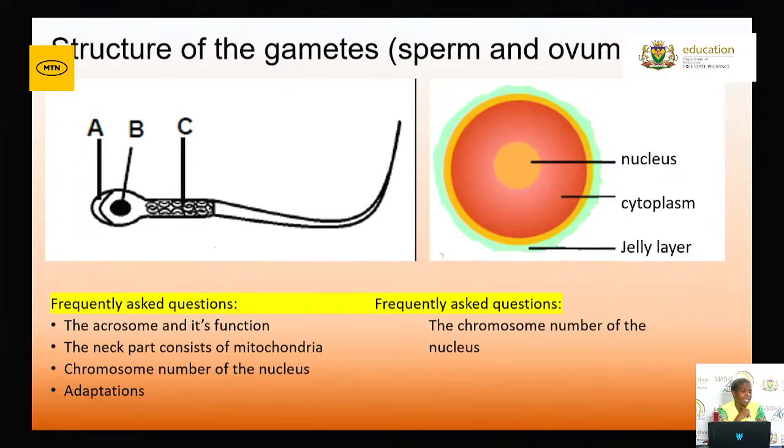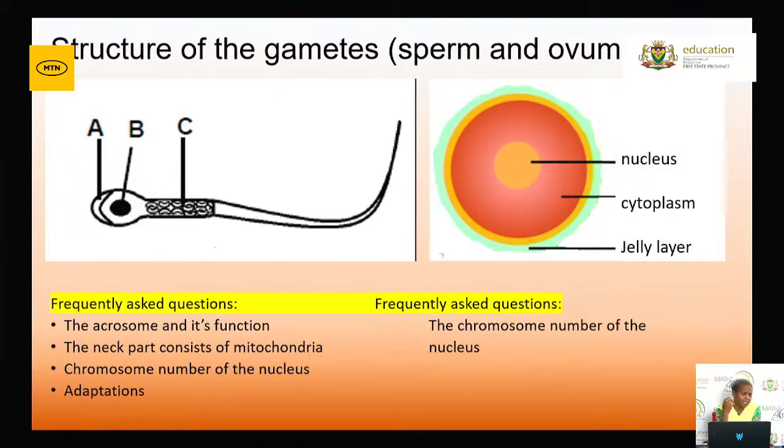And then frequently asked questions under the sperm cell. Remember the acrosome and its function. And then the neck, you remember that the neck consists of what? Of mitochondria. The mitochondria, you still remember that it is responsible for providing the sperm cell with energy so that the sperm will be able to move very fast.